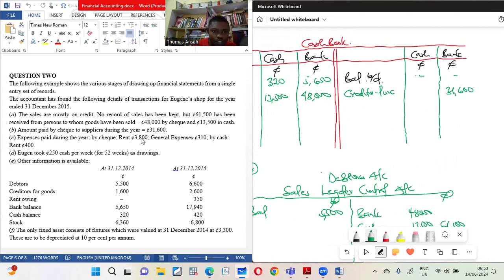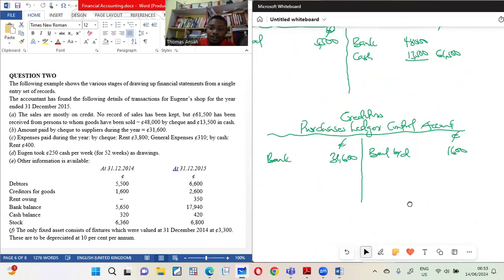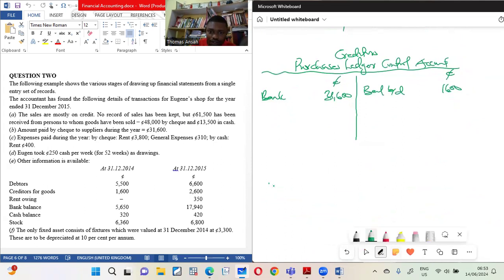Then the expenses paid during the year, rent, and these were paid by check. So here you have rent. And immediately, remember our step 4. Step 4 is to prepare an expense account, right? So here, how many expenses do we have? We have rent, that is here, and we have rent in here. As for the general expenses, we have rent by check, general expenses, then by cash another rent, all right? So rent is plenty inside the question.